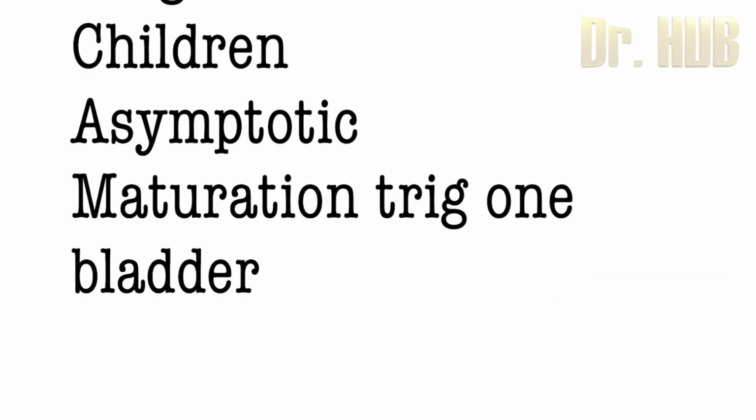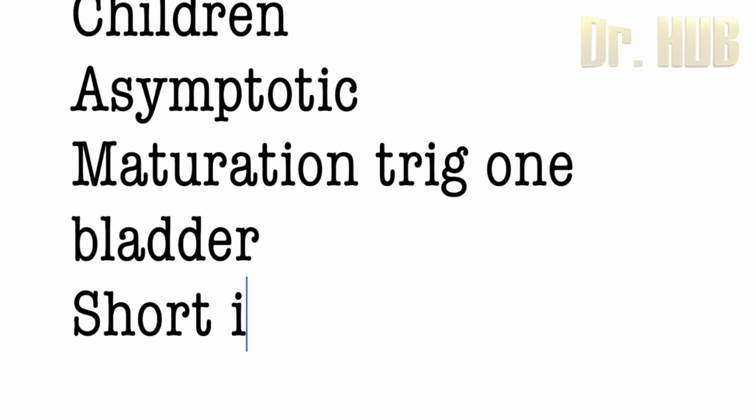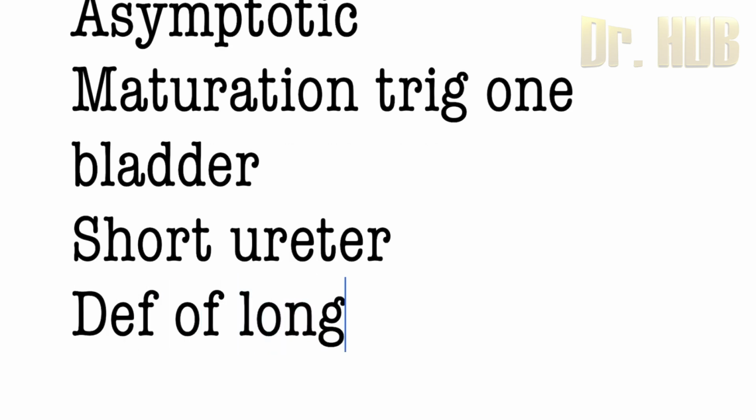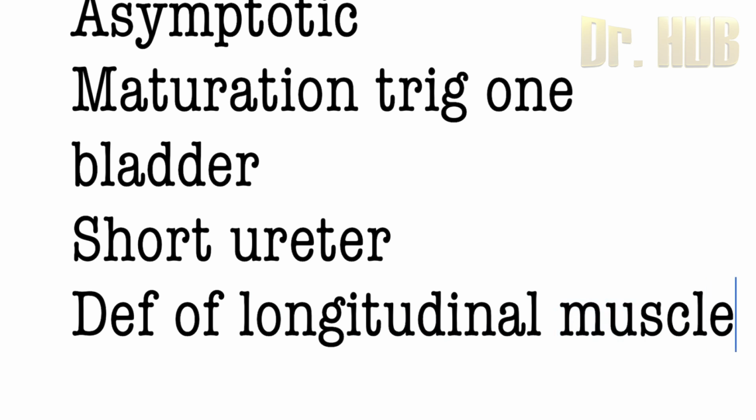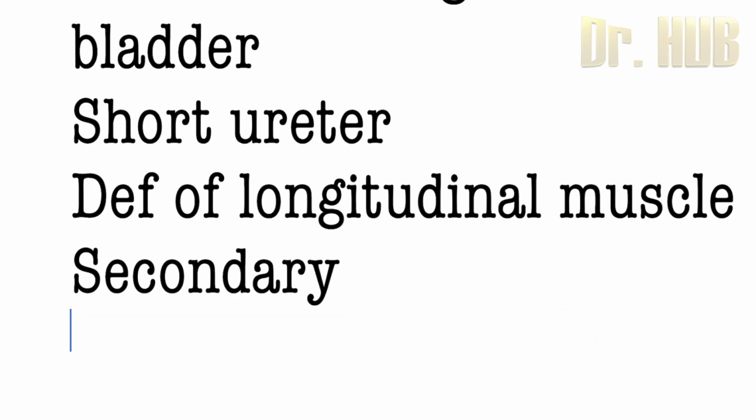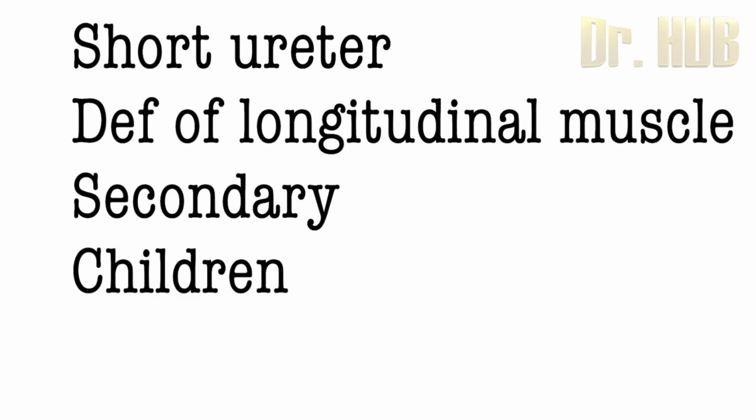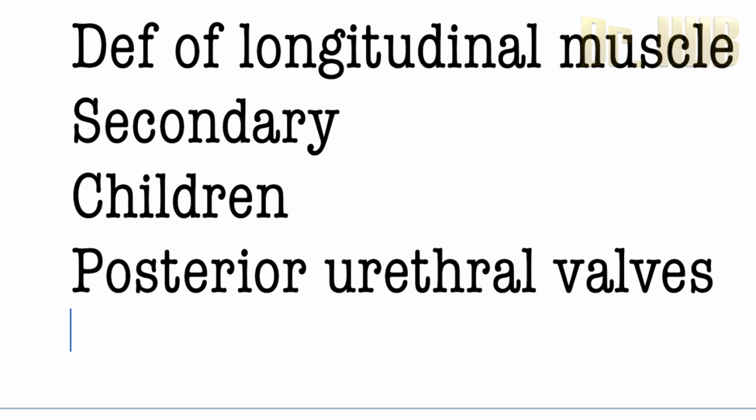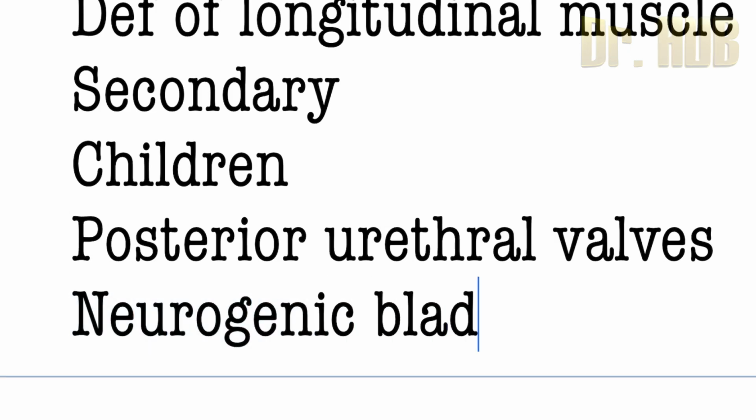The causes can be primary and secondary. Primary is the short intravesical length of the ureter and deficiency of the longitudinal muscles over the ureteric orifice. Next is secondary. Under secondary, in children, it is posterior urethral valves. And in adults, there is a neurogenic bladder, which is seen.